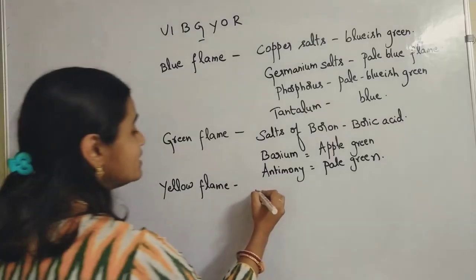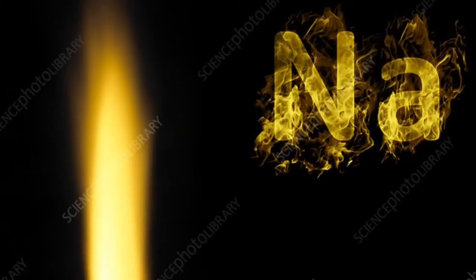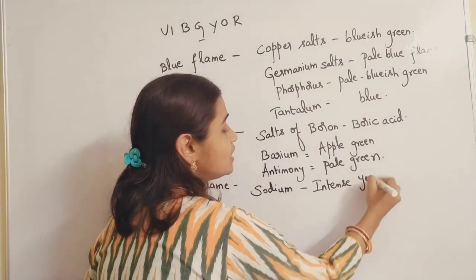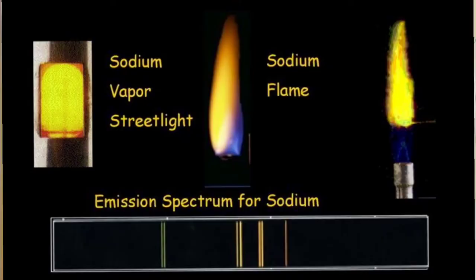Yellow flame. Okay, now. Salts which give you yellow flame. The best example for this is sodium salts, you know, sodium chloride. Intense yellow. Please remember. Intense yellow colored lines you will observe, even for these also.